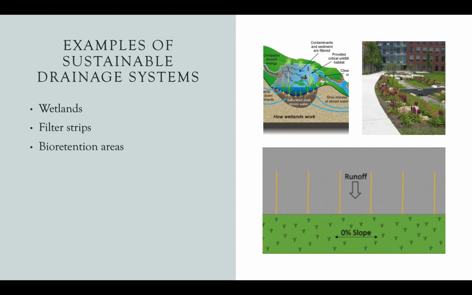Next, we have a bioretention area, which is the bottom picture, and that shows that runoff can run off something like pavement that has low porosity, and it goes on to an area that has a 0% slope, and it's filled with plants, and it holds the water, and the plants actually filter this water, and it reduces flooding potential as well as contains pollutants.